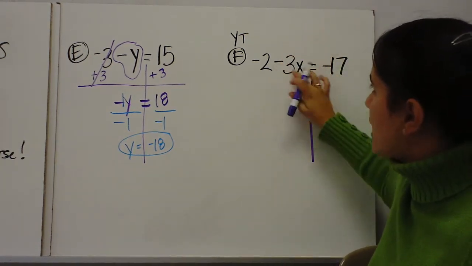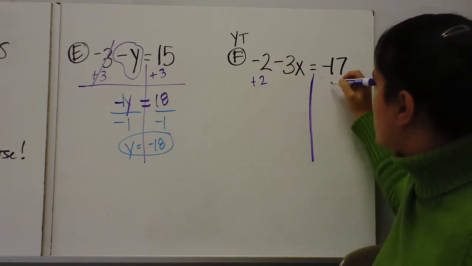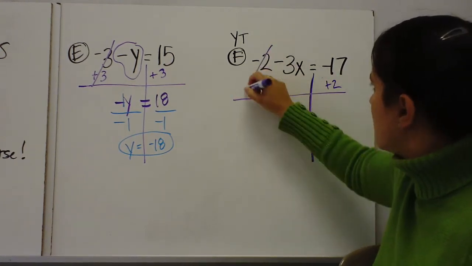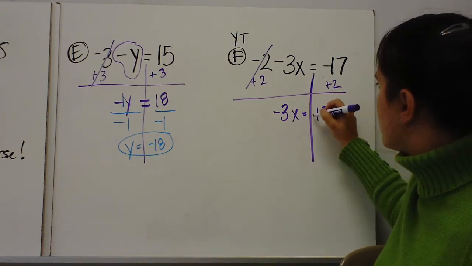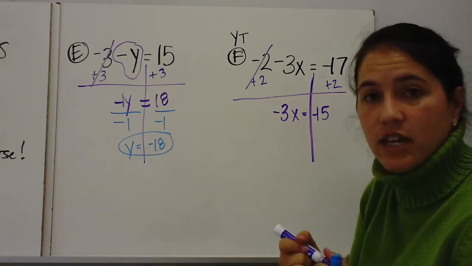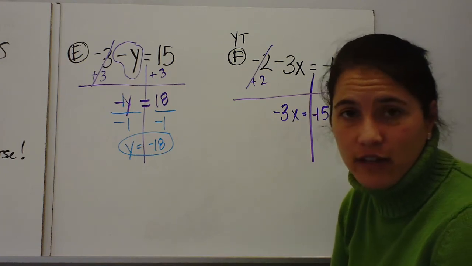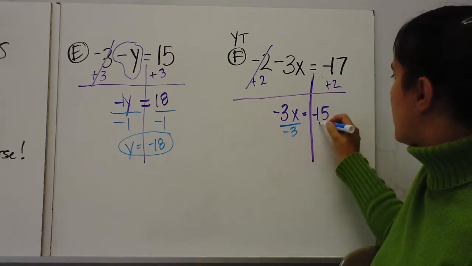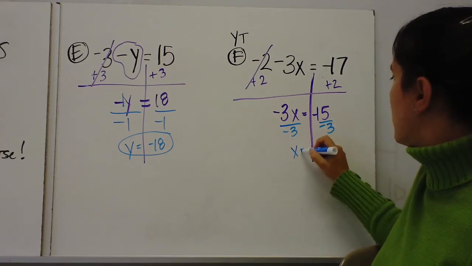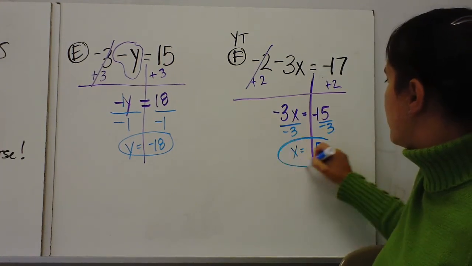Alright, so this is really a negative, so I'm going to add 2 to both sides. And I get negative 3x equals negative 15. Negative 17 plus 2. And you can use your calculator to help you compute these numbers. Going to divide by negative 3. And x is going to equal 5.